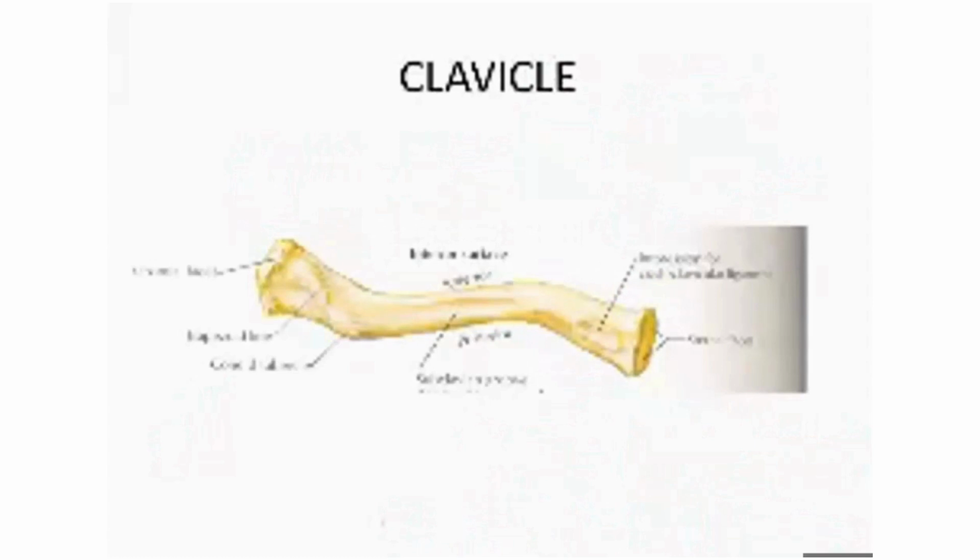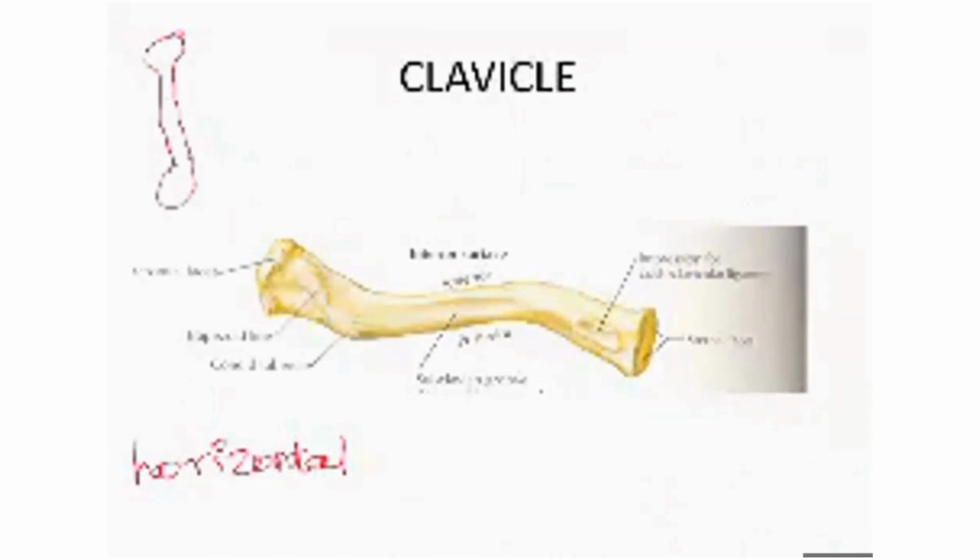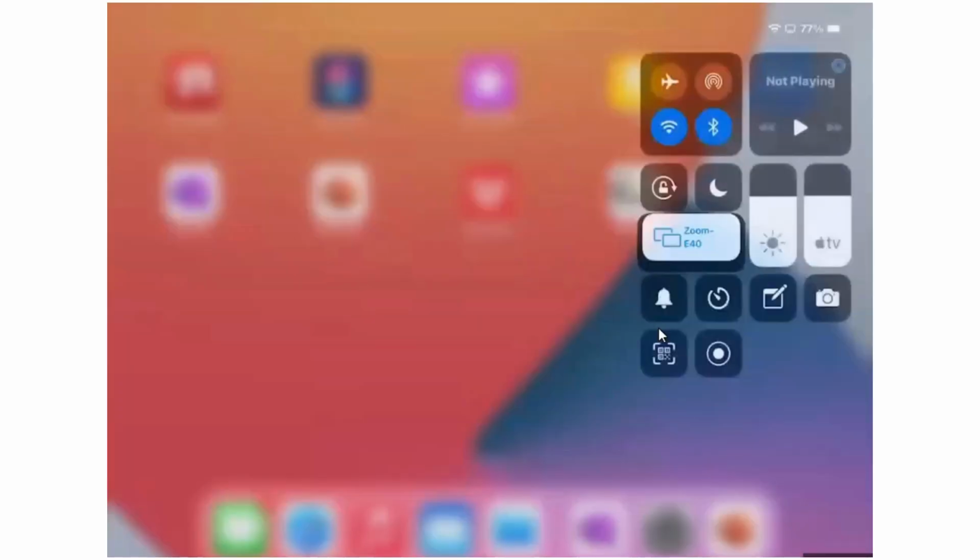What is this bone called? Collarbone. It is the only bone present horizontally. Yesterday we discussed long bones. A long bone should have an upper end, lower end, and shaft. So the only long bone in the body that is present horizontally is the clavicle. Am I right? It doesn't have a medullary cavity.